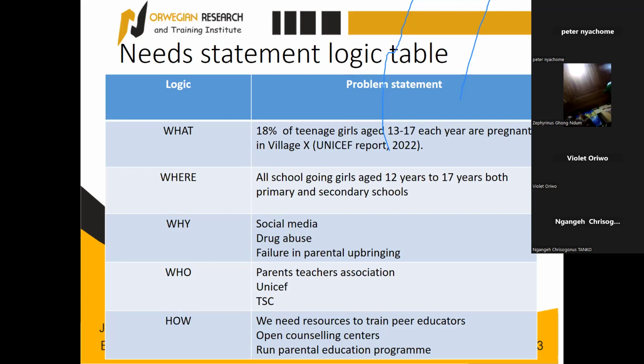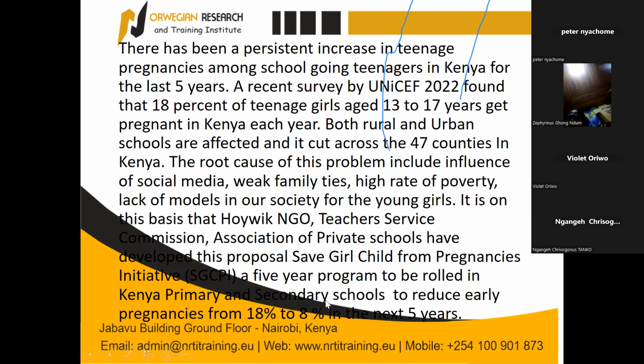And that becomes the standard practice of writing our needs statement. So I will continue highlighting this, because this is just a summary based on what you call the 5 W's concept. Here is an example of the case that I've given out. There has been a persistent increase in teenage pregnancies among school-going teenagers in Kenya for the last 5 years. I'm trying to quantify. That is the main problem that we want to solve.